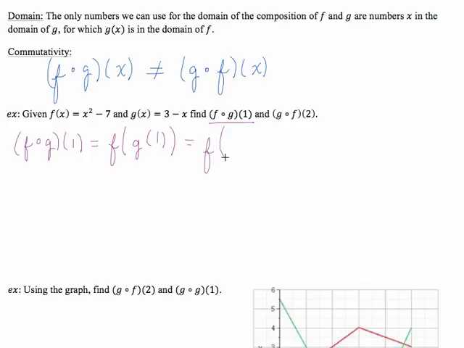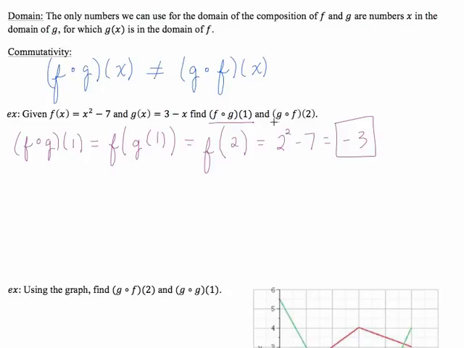G of 1. Okay, so I would plug 1 into g of x. 3 minus 1 is 2. Okay, that's the output from g, and now we're going to plug this 2 into f. So 2 squared minus 7, that's 4 minus 7, or negative 3.